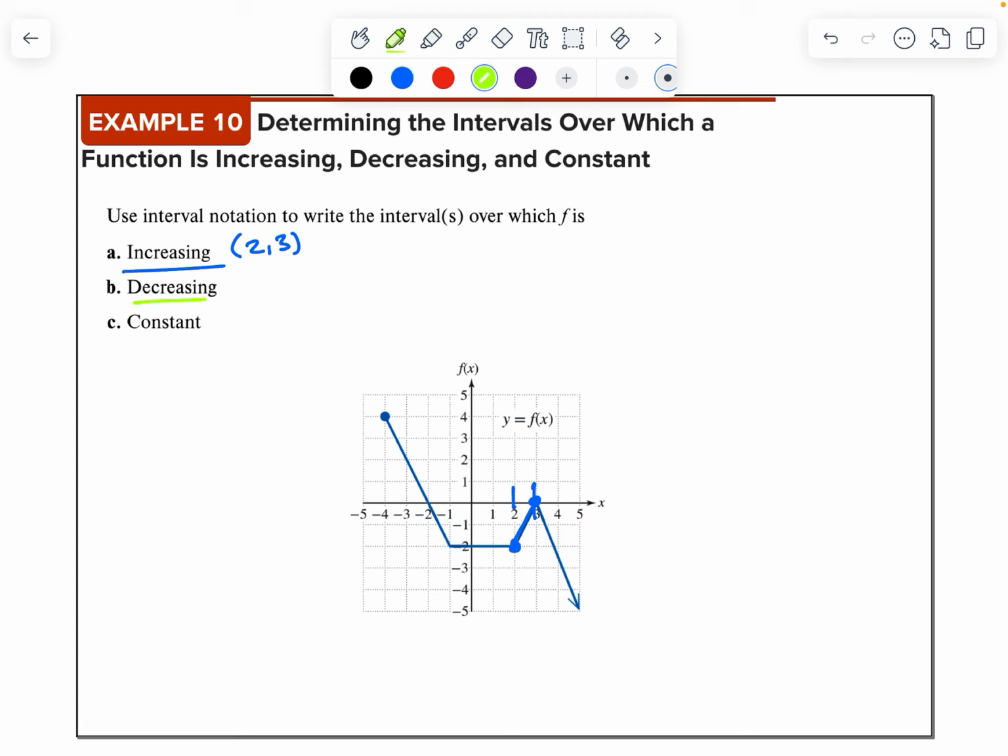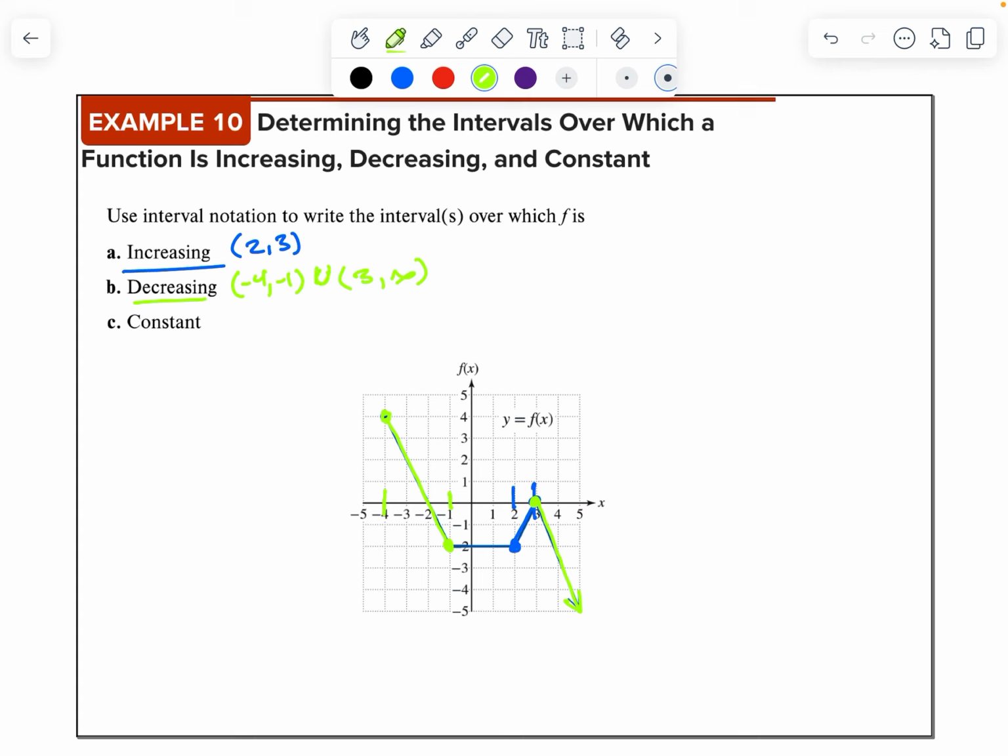Where is he decreasing? He's actually decreasing all the way from here to there. That's from -4 to -1. And then he's also decreasing from here, and it looks like that keeps on going. So from 3 onward. So from 3 all the way to infinity because that arrow points to the right.